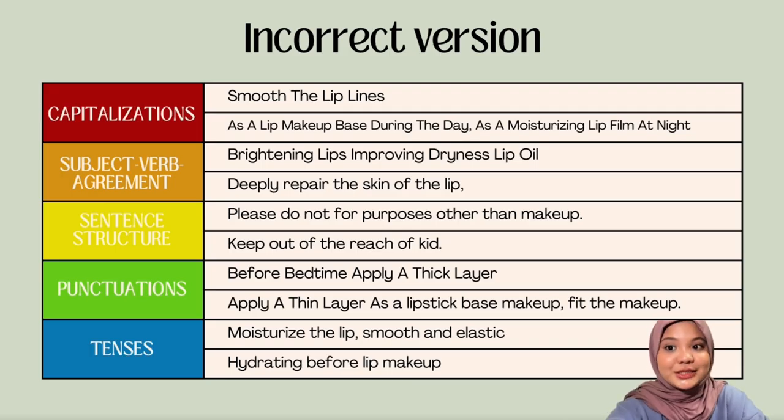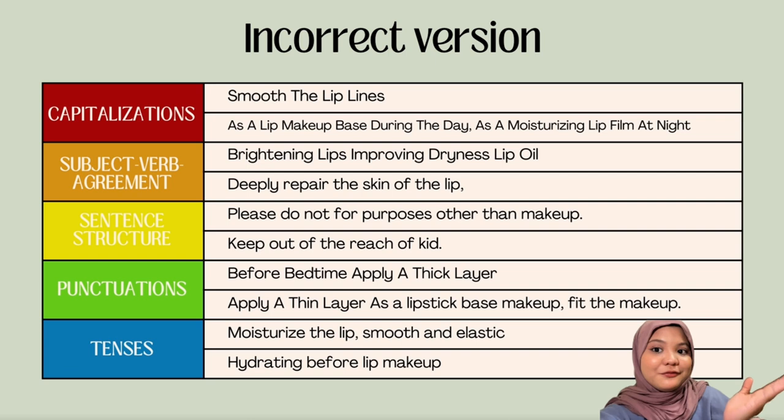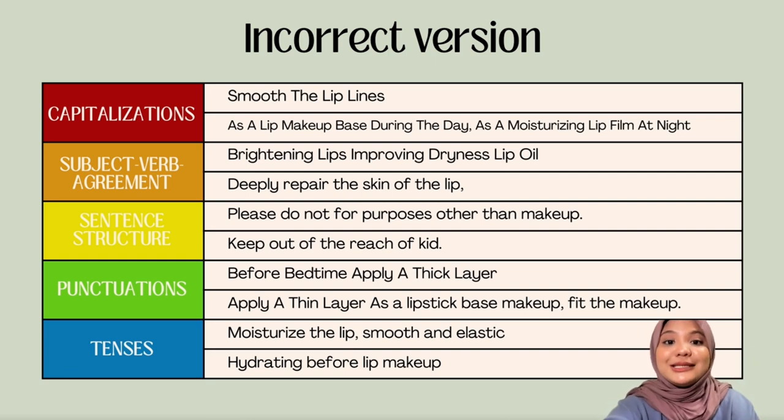This slide shows some of the language errors we found in the first product description, which is a lip care oil sold on Shopee. In total, we identified 25 language-related errors and we grouped them into 5 main categories. The first category is capitalization. For example, phrases like "Smooth The Lip Lines" use capital letters unnecessarily.